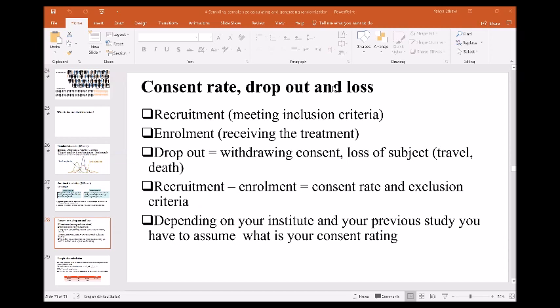Allocation: let's say you want to recruit 400 for one arm and 400 for the other arm. You put numbers from 1 to 400 in A and 1 to 400 in B. You assign the subject to a number and then you allocate them. So you have 800, 400 for this arm and 400 for that arm.